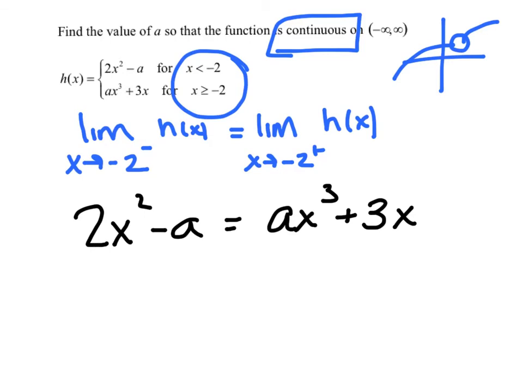Now, you're finding a, which means you better know what x is. And we just circled it. They only care about this when the x value is approaching negative 2. So I'm going to replace all my x's with negative 2.